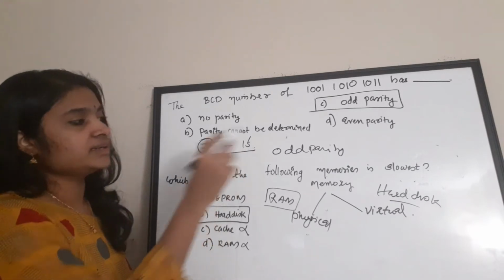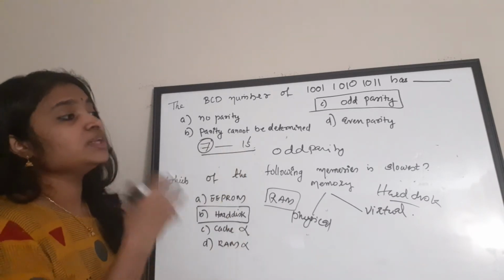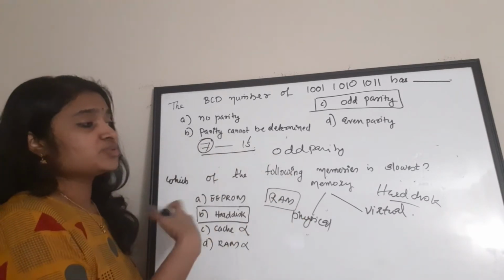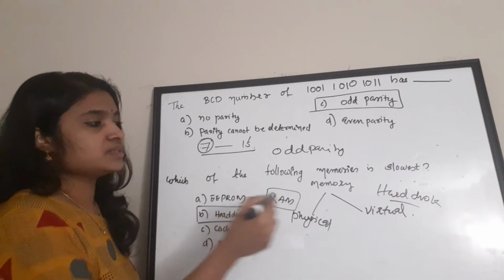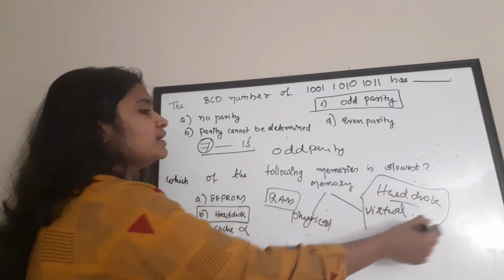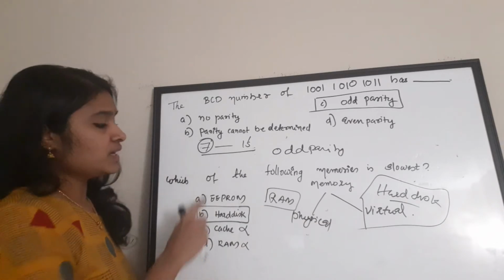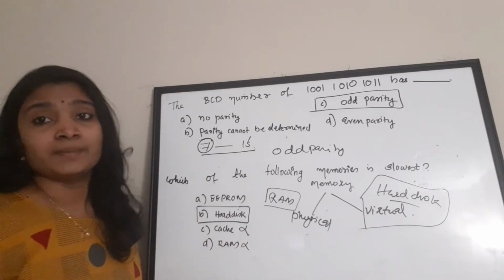So the correct answer for this question, where we need to find from the options which is the slowest memory, is the virtual memory or the hard disk. The correct answer here is option B.